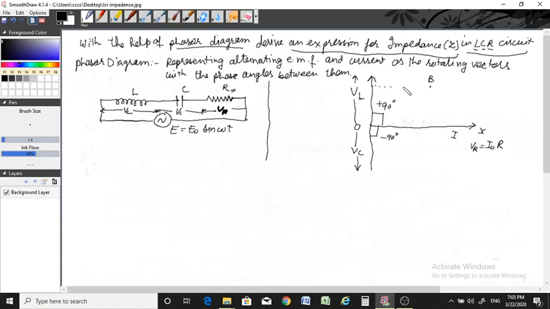Now we will draw two lines and we will find the value according to the diagram. This will be the potential VR, because VR is equal to I naught R, and now join the line with point B.